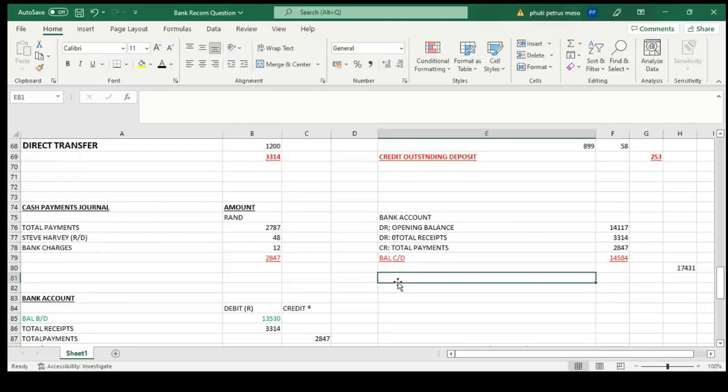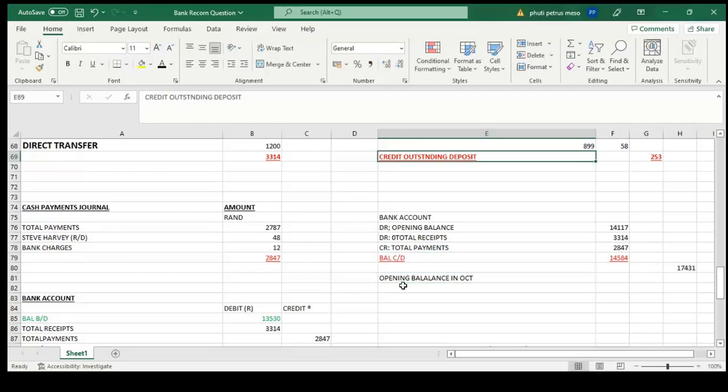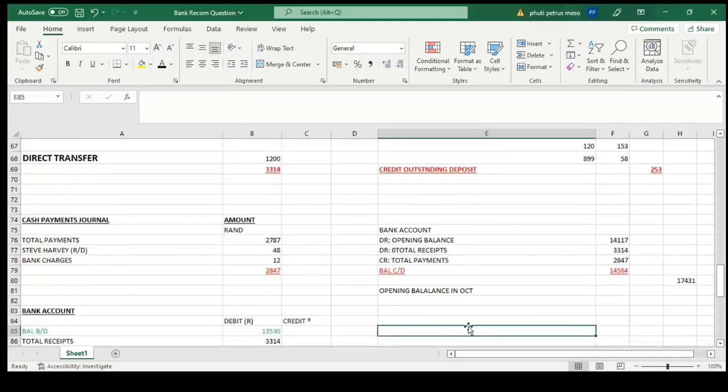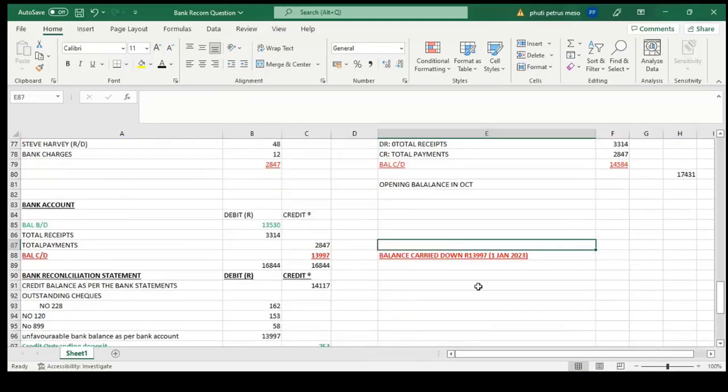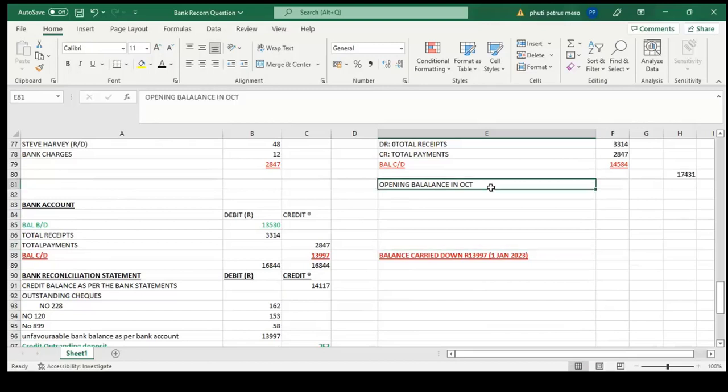And then remember, you need to do the opening balance in October. Is it November here? Which month are we dealing with? November. So the next one is going to be December, right? December is going to be the next month. So you don't do October, sorry.